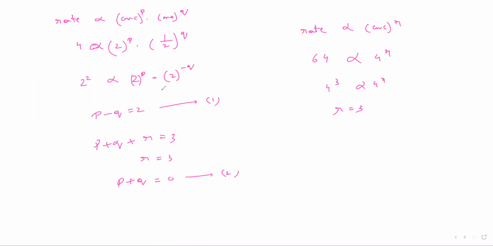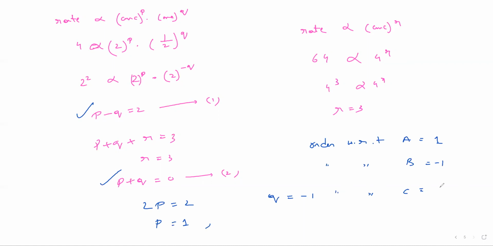This one is equation number 1, this one is equation number 2. When you add them, 2P equals 2, so P equals 1. Now what should be the Q value? Q is -1. So the order with respect to A is 1, with respect to B is -1, and with respect to C is 3. Is it clear? Any doubt regarding this part? Tell me.